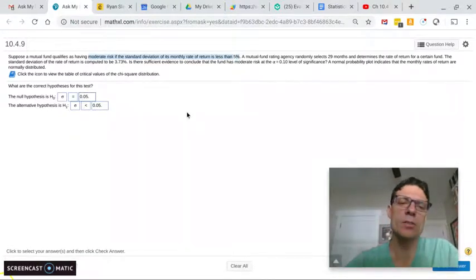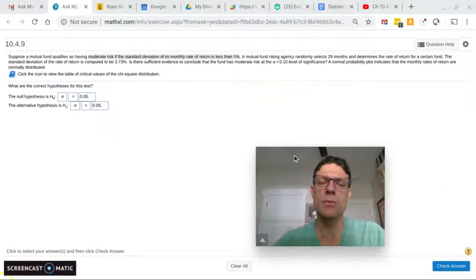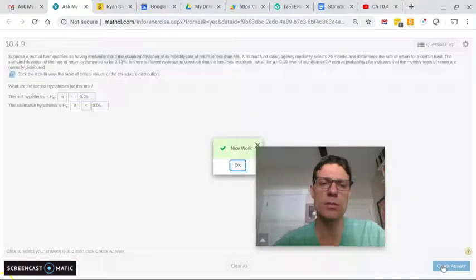So from here on out, obviously, you just go to StatCrunch and use the variance calculator. But that's how you set up the null and the alternate hypothesis here. This one's tricky.